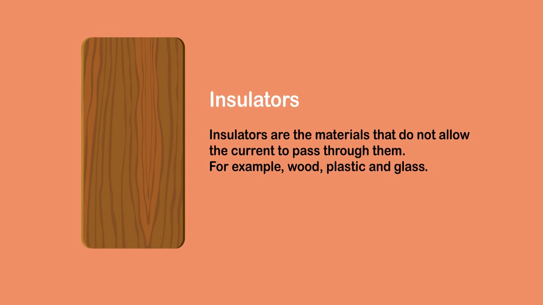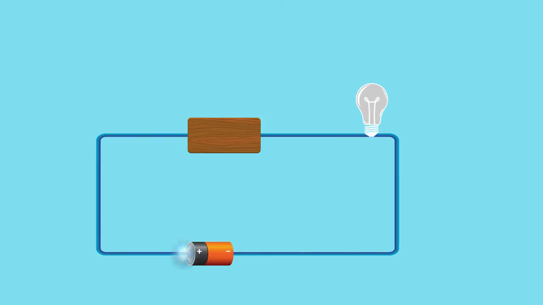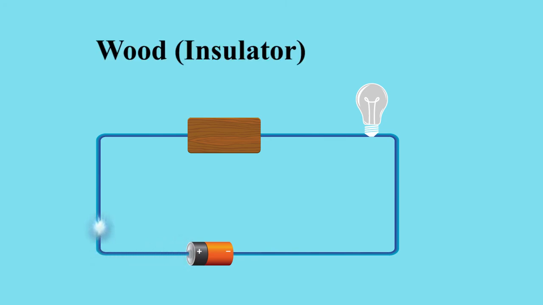Insulator. Insulators are the materials that do not allow the current to pass through them. For example, wood, plastic and glass.